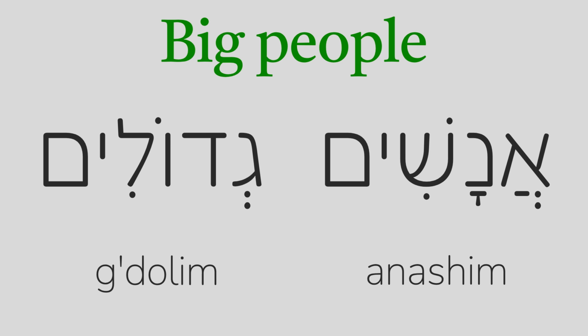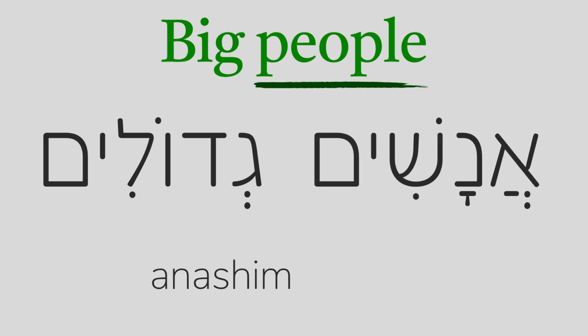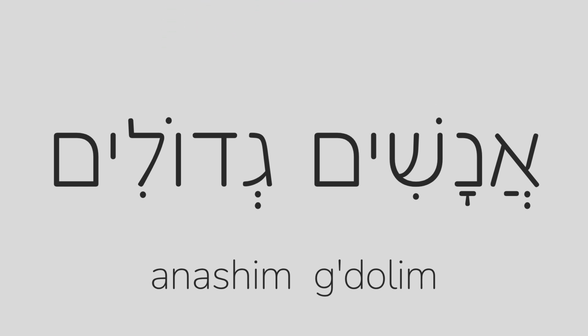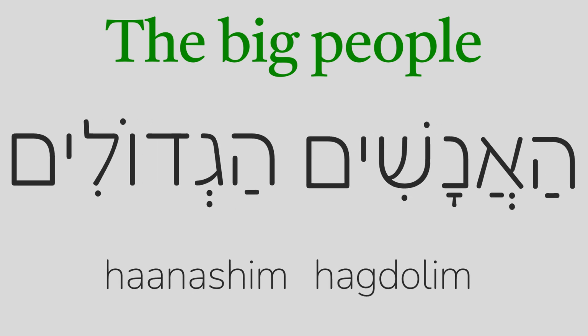So now, how would we use anashim and gadolim to say big people? Once again, we put the noun first, anashim, and then the adjective that describes it, gadolim. Anashim gadolim, big people. And now say the big people. Once again, we have the noun first and then the adjective, and onto both we add a ha, meaning the. Ha anashim, ha gdolim. The big people.